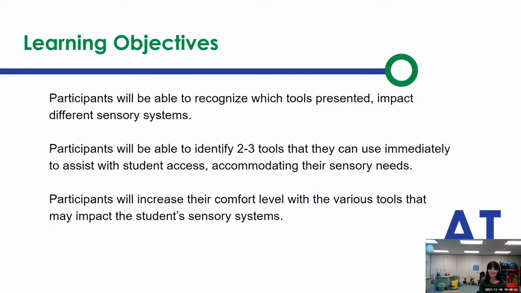So our learning objectives are that the participants in this meeting are going to be able to recognize which tools presented are going to impact which different sensory systems. That you'll be able to identify 2 to 3 tools that you can use immediately to assist your students with accommodating their sensory needs with technology, and that you will increase your own comfort level with the various tools that you're able to use that impact students' sensory systems.